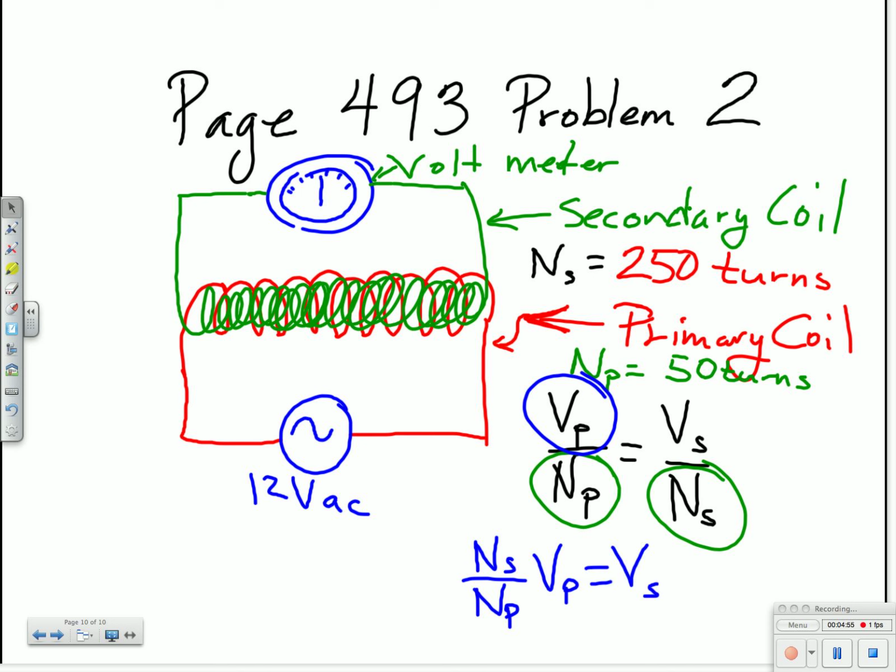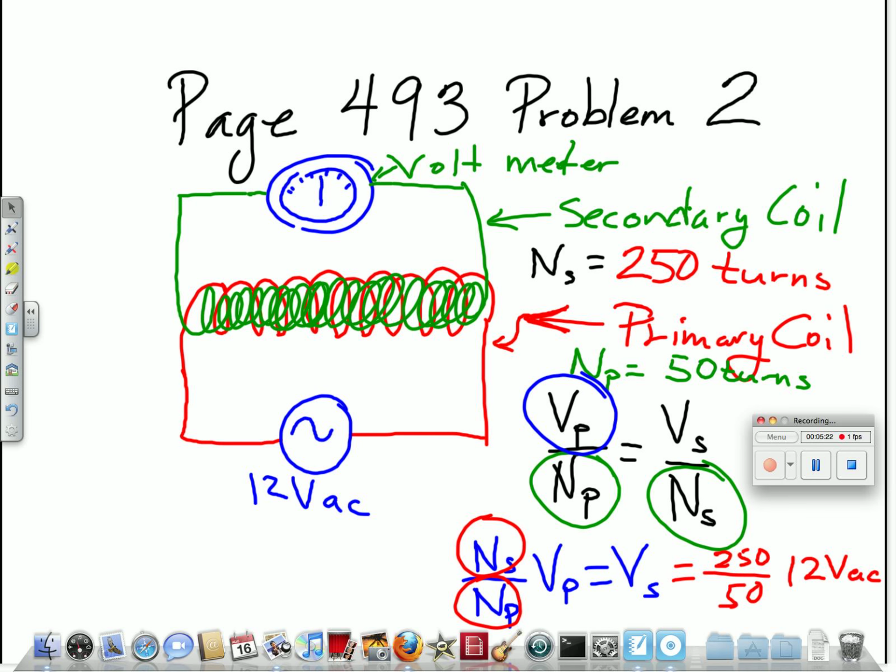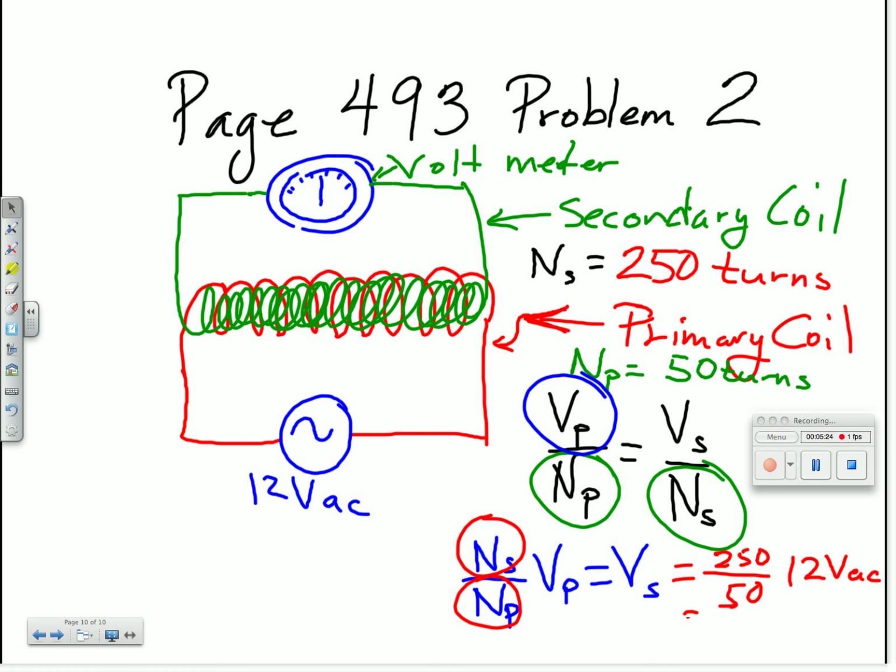That equals, since our NS is 250 turns, and our NP is just 50 turns. We're going to multiply that times our voltage in the primary coil, which is just 12 volts AC. So we can already see that 50 goes into 250 how many times? It's going to go into it 5 times, and 5 times 12 volts AC is just going to be 60 volts AC will be produced in our secondary coil.